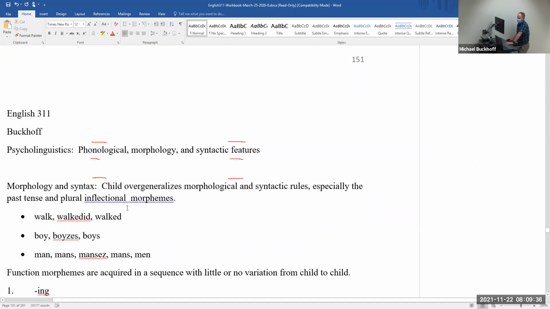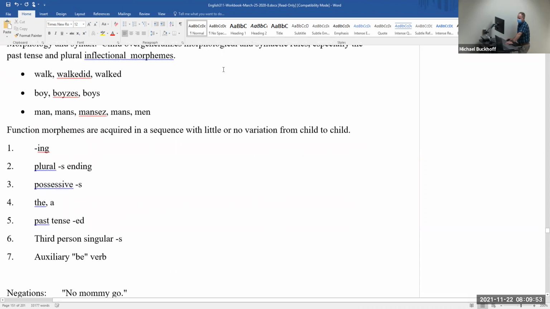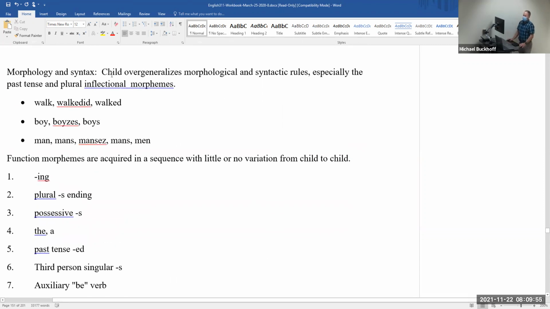Okay, let's take a look at a couple of other things. So we have phonological, morphological, and syntactic features. Take a look at a few more examples here. So we have morphology and syntax. A child overgeneralizes morphological and syntactic rules, especially the past tense and plural inflectional morphemes. There's a lot of overgeneralization.